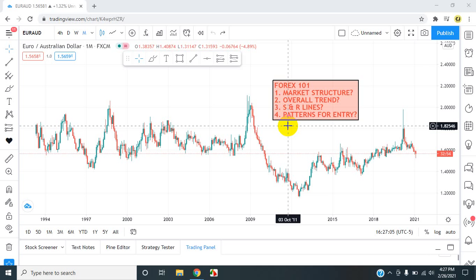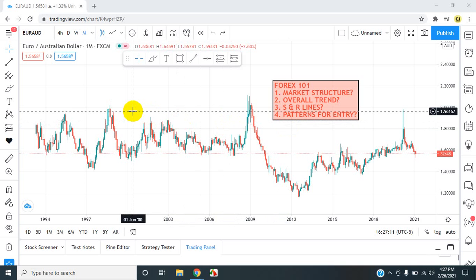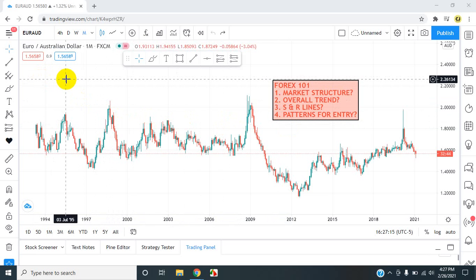Okay, guys, the pair we'll be working on today is EUR AUD. That's the euro versus the Australian dollar. Forex 101: we'll be working on figuring out where the market structure is. Number 2, identifying the overall trend in the market. Number 3, identifying SR lines in the market. Number 4, identifying patterns for entry.